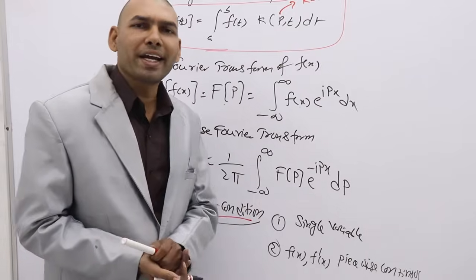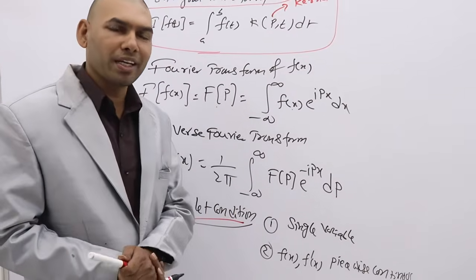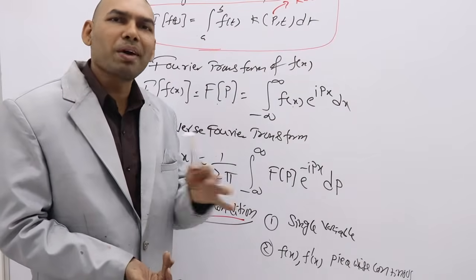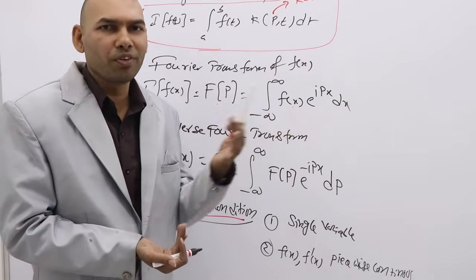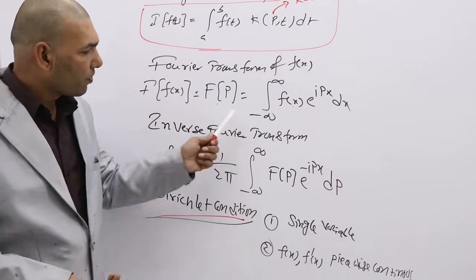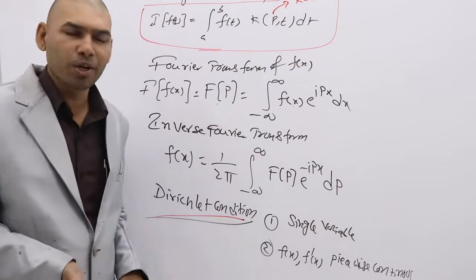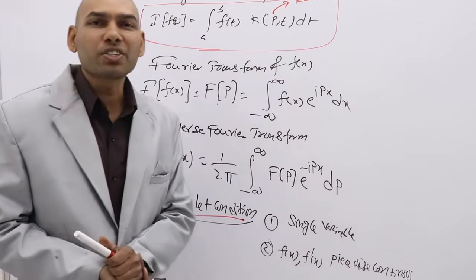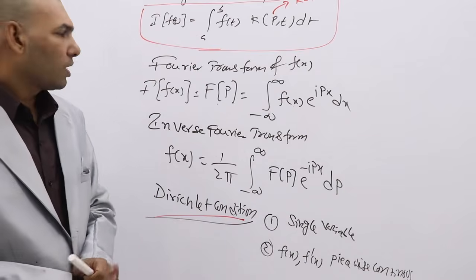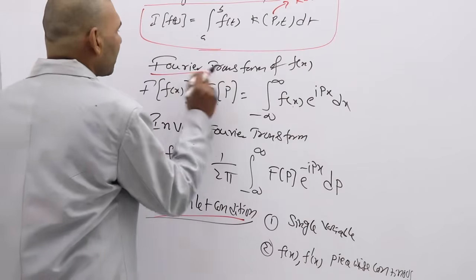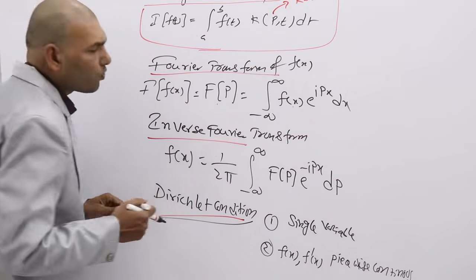Here there is no mandatory condition that the function is periodic. In Fourier series, f of x should be periodic and the interval is minus L to L. Other than minus infinity, infinity we can't do there. Here the interval we may take minus infinity, infinity, but the function should be single variable, and f of x, f dash of x are piecewise continuous. Then we can find the Fourier transform for any function. This is the Fourier transform and inverse Fourier transform.